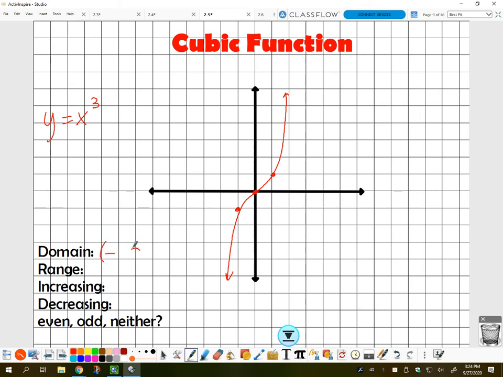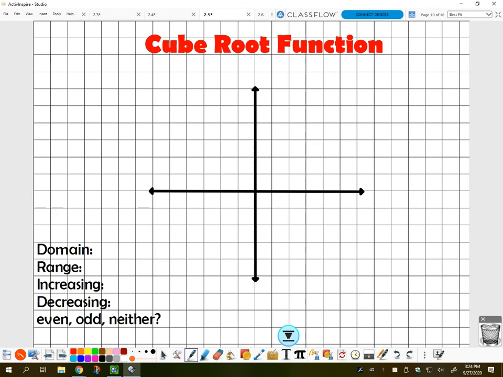All right, domain. All real numbers. Range is all real numbers. And this function is increasing. Quickly, slowly, quickly, but the entire time it is increasing. And it is odd because everybody over here has a friend down here. It has origin symmetry.